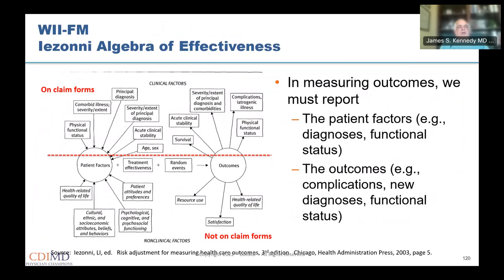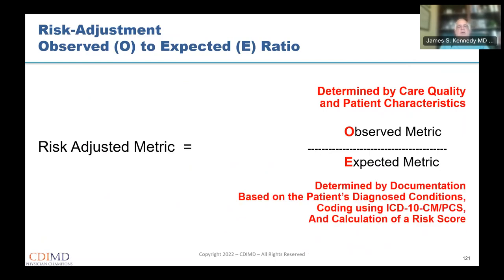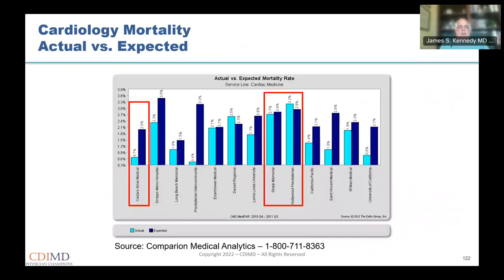So what we are trying to do with CDI is measure outcome. There's an observed metric and an expected metric. The observed metric is just what really happens: the length of stay, the cost, the readmission rate, the mortality rate. That's what happens during a hospital stay. What we are trying to manage is the expected metric, which is based upon documentation and coding that then leads to a calculated risk score.